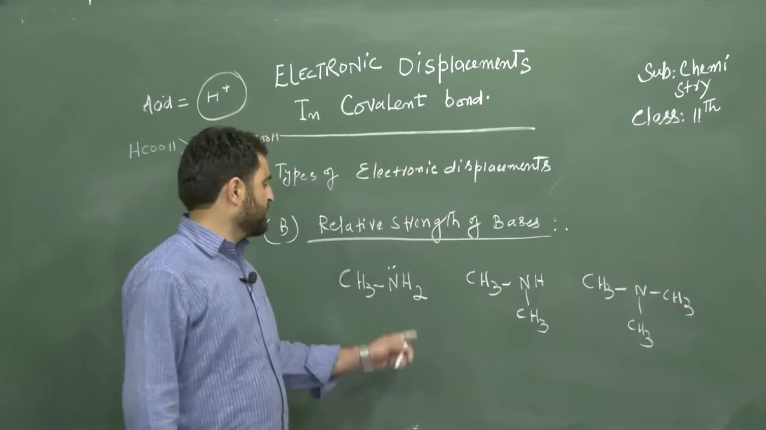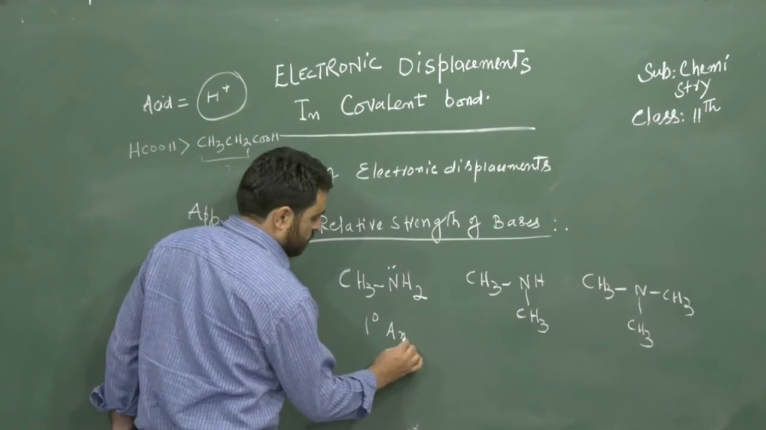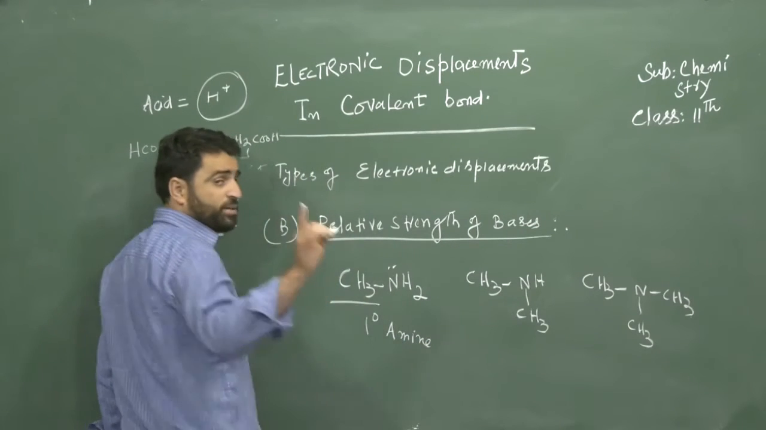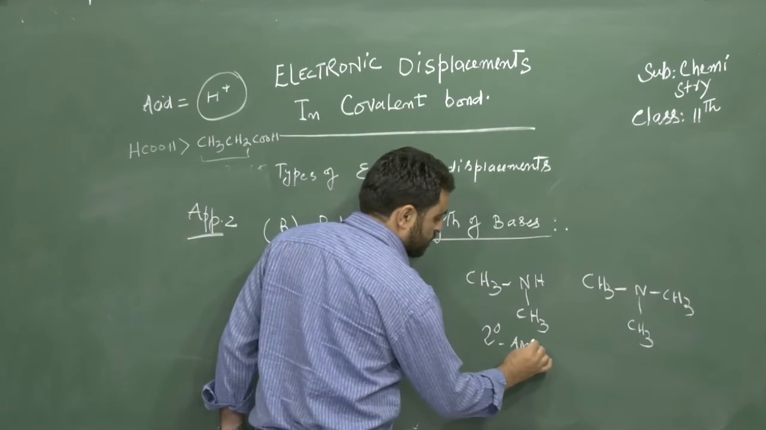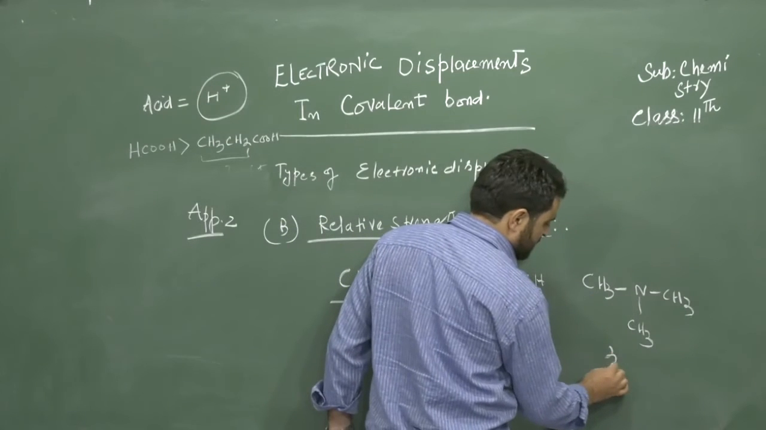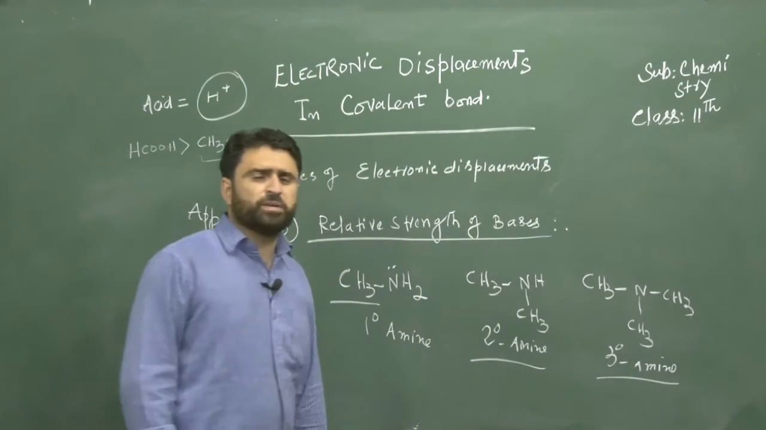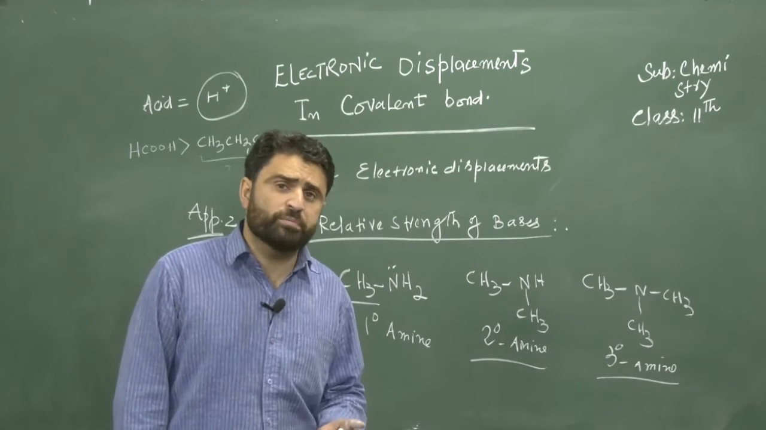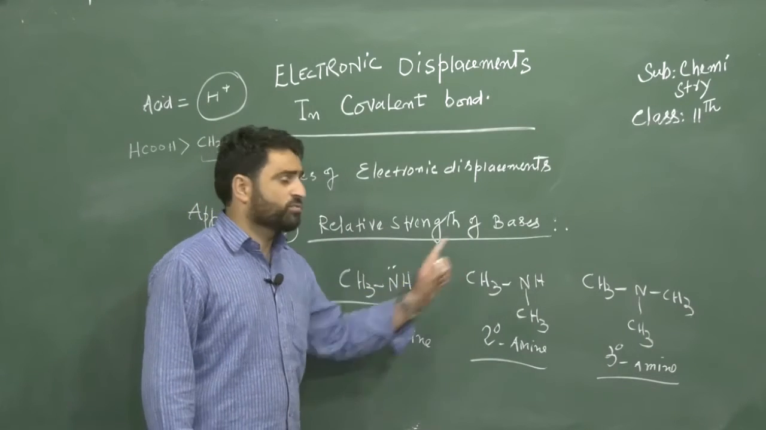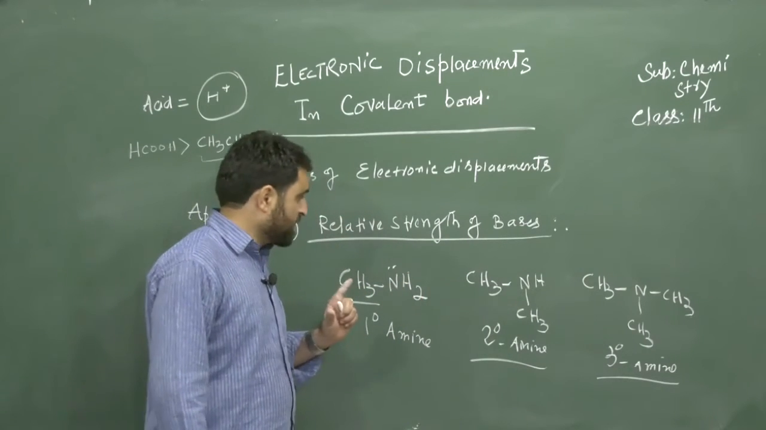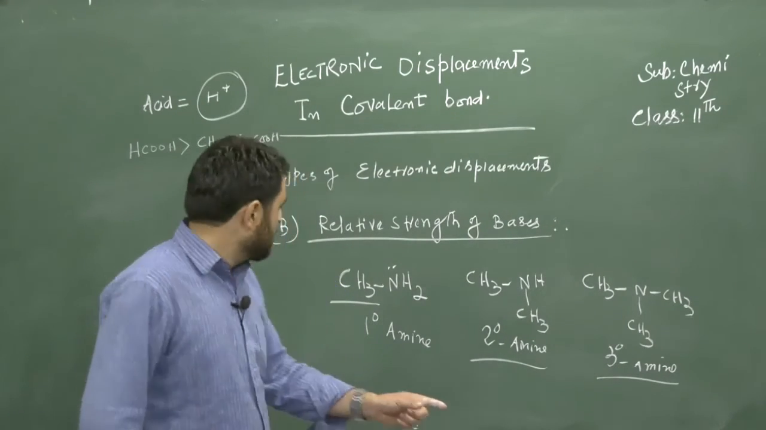As you have recognized, I am releasing H and placing CH3 there. This is 1 degree amine, because it contains only one methyl group. This is 2 degree amine, because it contains two methyl groups, and this is 3 degree amine, because it contains 3 methyl groups. On the basis of inductive effect, I will discuss which is the stronger base, because inductive effect applies in relative strength of bases, as in acids.